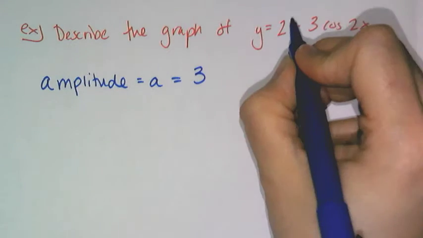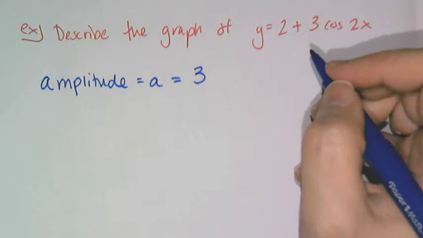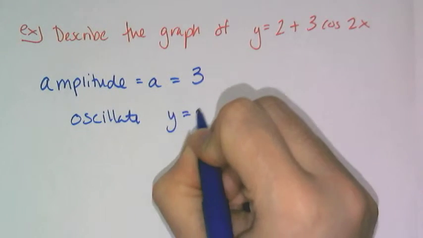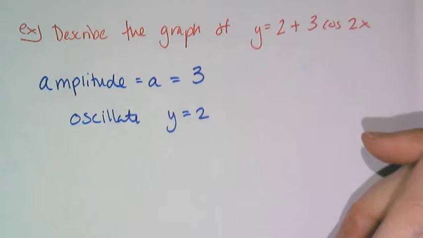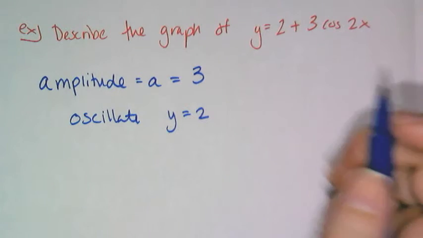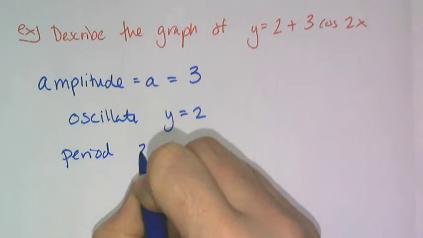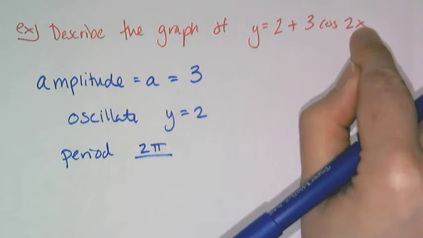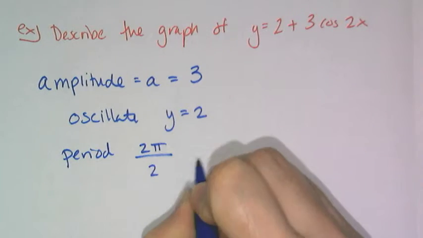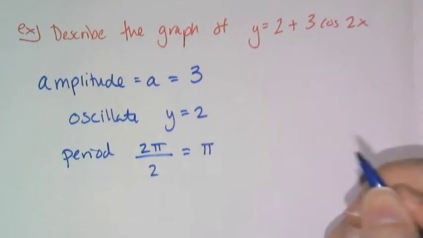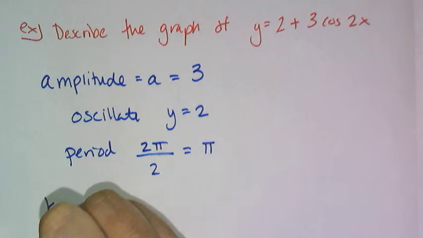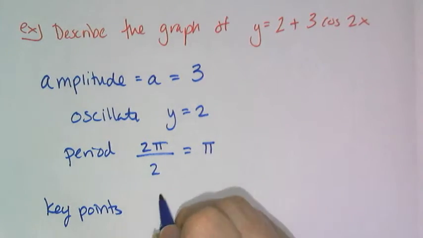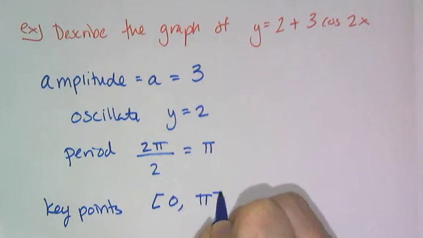And then this plus 2 here tells me a shift. So it's going to oscillate about y equals 2 because it's a positive 2. And then I need to figure out my period. So what I do is I take 2 pi and I divide it by the coefficient of the x in cosine of 2x, which is 2, giving pi. So what this means is the key points I need to find, the maximum, the minimum, and the intercepts, have to be on the interval between 0 and pi.